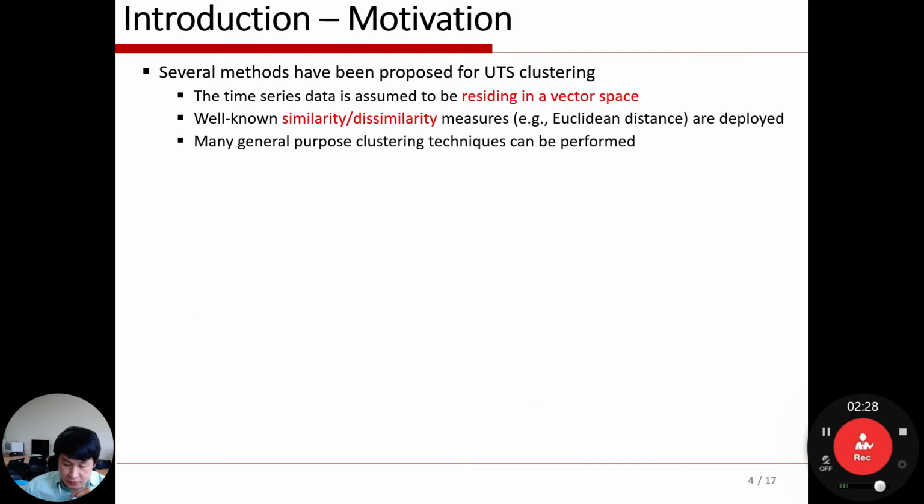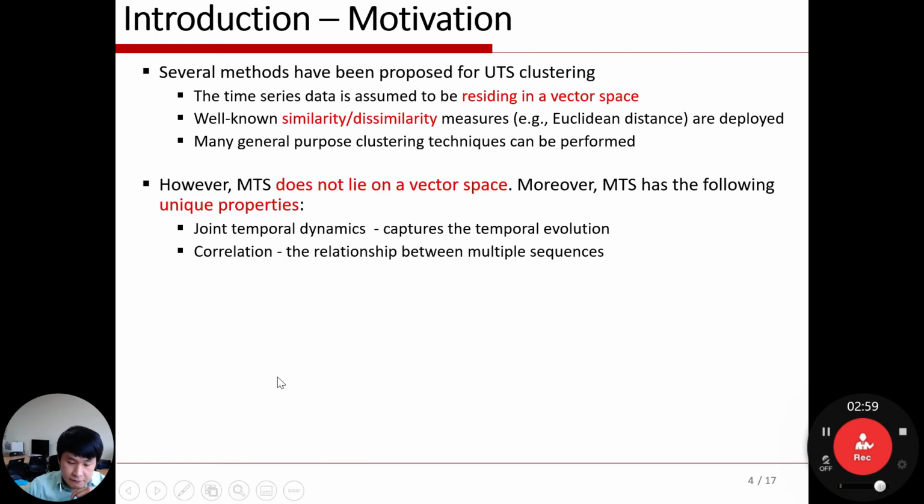Clustering UTS, univariate time series, is widely researched in the community because there are many existing technologies for similarity or dissimilarity measurement which can be applied to vector space. And then we also have many well-developed clustering techniques which can be applied to vector space data points. However, MTS is different from UTS. The first thing is that the MTS no longer lies on a vector space. As we have seen in the previous page, MTS is a form of matrix. Moreover, MTS has two special properties. First one is joint temporal dynamics, and second one is correlation. Different from UTS, we have to consider these two components in the methodology development.